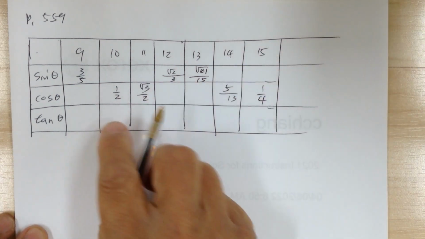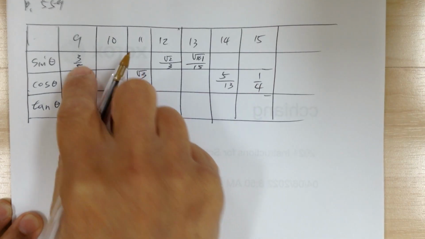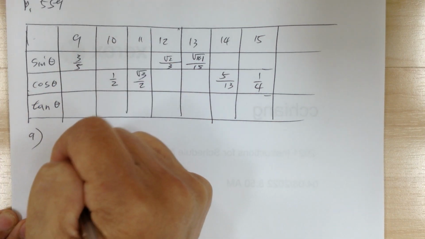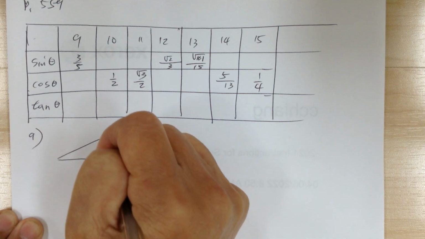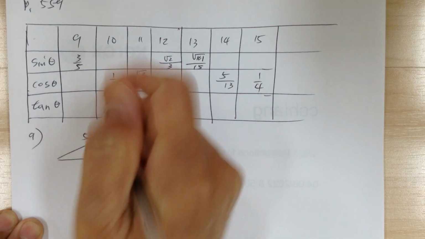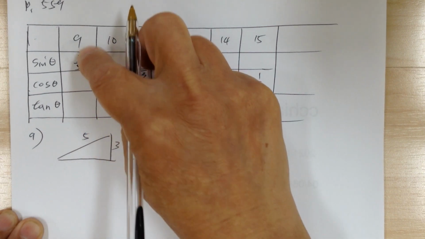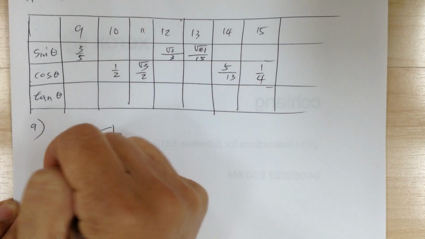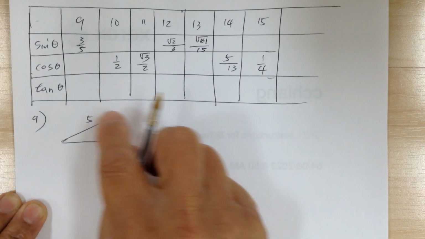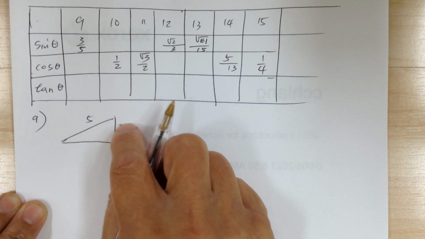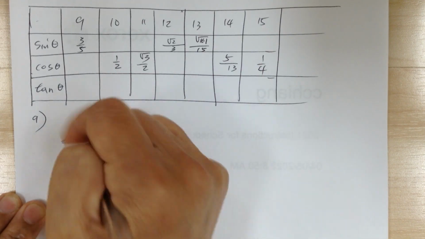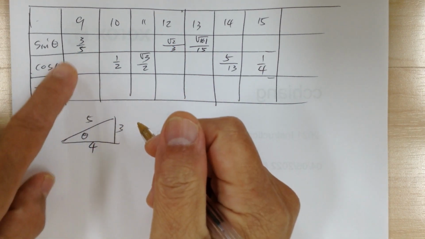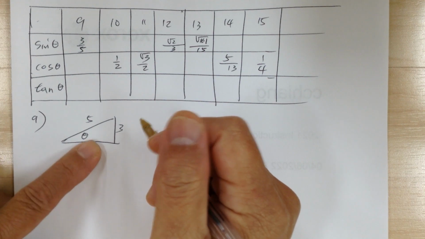Okay, so for each one of these, you have to go and use the information to draw your triangle. So for number 9, your ratio is 3 over 5. Okay, so this is 3 over 5, right? That's opposite over the hypotenuse. So you can use your Pythagorean theorem, or you use a special triangle. So this is a 3, 4, 5 triangle. Okay, again, so you can do that.